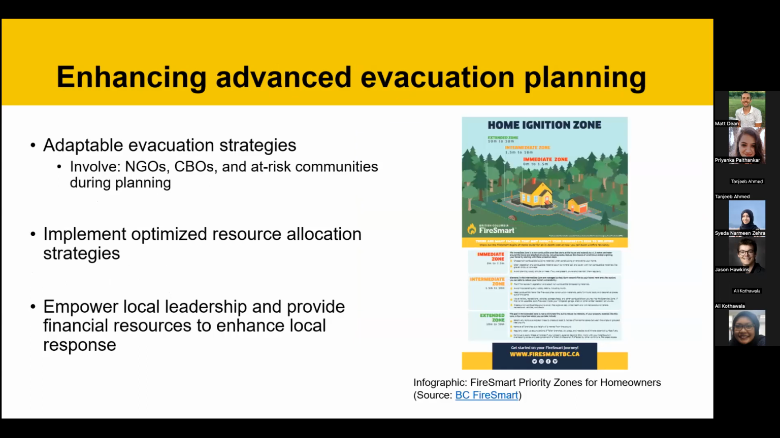From a planning point of view, evacuation strategies should be more generalizable and adaptable to varying wildfire conditions across jurisdictions, while actively involving NGOs, CBOs, and underserved populations in planning. Implementing optimized allocation strategies can improve wildfire response efficiency, and communities should draft formal plans identifying shelter locations, relief supply transportation, personnel needs, and wildfire response partners with a focus on equitable service for vulnerable residents.